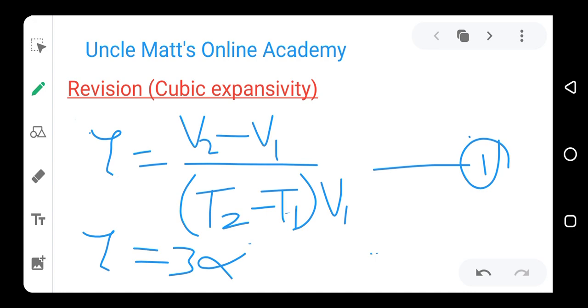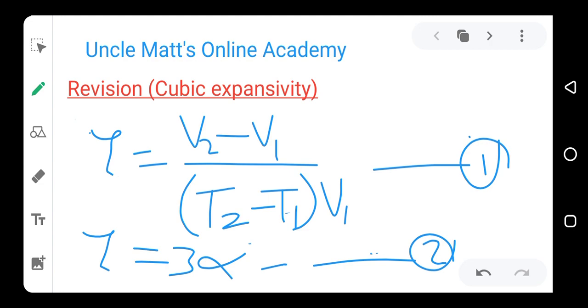Then number two is that cubic expansivity is equal to 3 times linear expansivity. So with this we get, this is our equation 2. These are the relationships that we have for solving cubic expansivity.